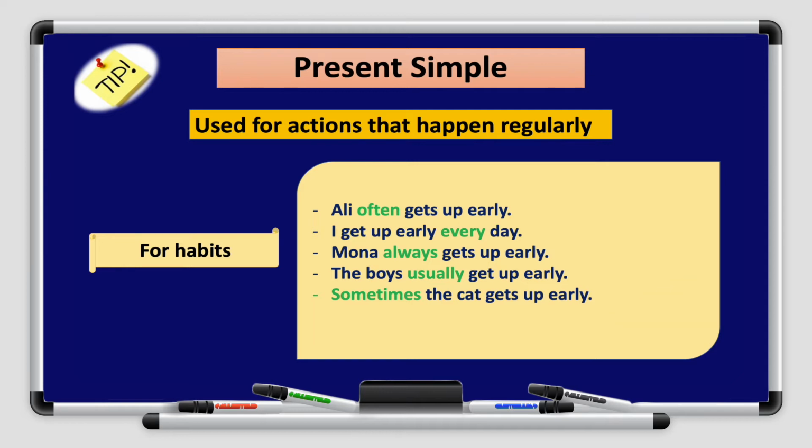Look with me at these examples. In all the examples, we use often, every, always, usually, and sometimes. These words are the key words for present simple. If you see any one of these keywords, you have to put the verb in the present simple.